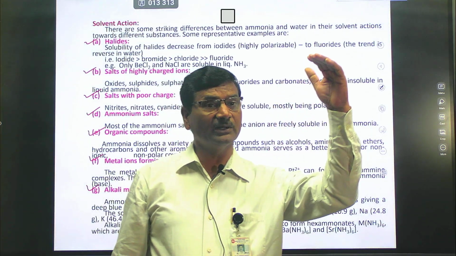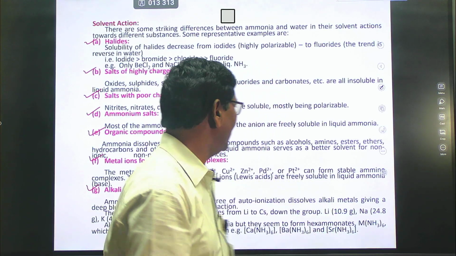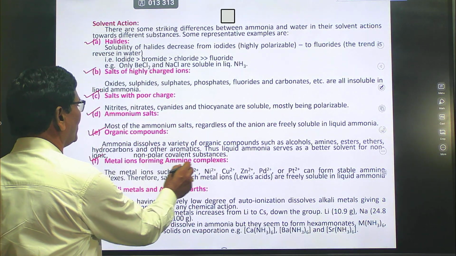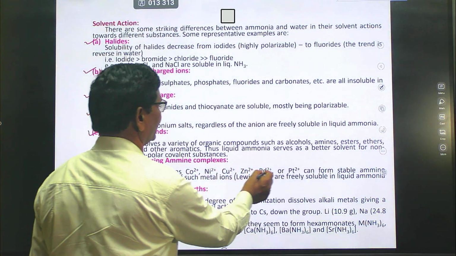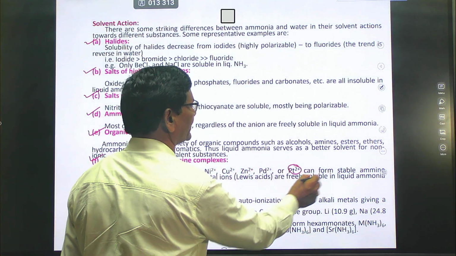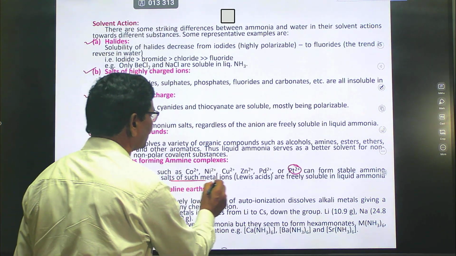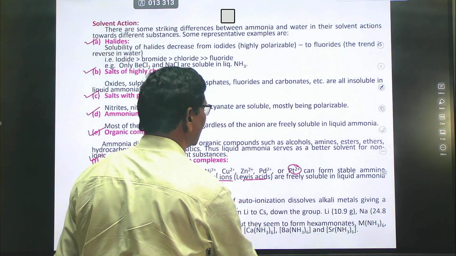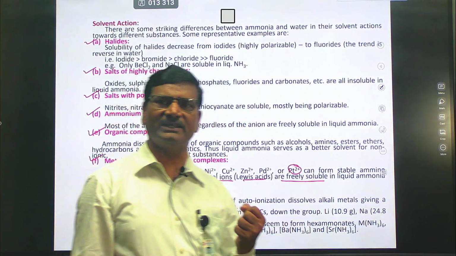The solubility increases from top to bottom if you observe the group. Then, metal ions forming amine complexes, like cobalt, nickel, copper, zinc, palladium and platinum in the +2 state, can form stable amine complexes. Therefore, salts of such metal ions are, according to Lewis acid behavior, freely soluble. Why? What does Lewis acid say?